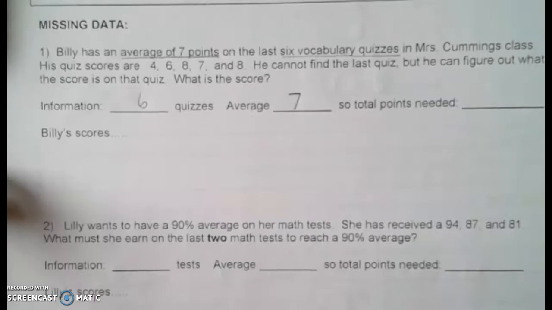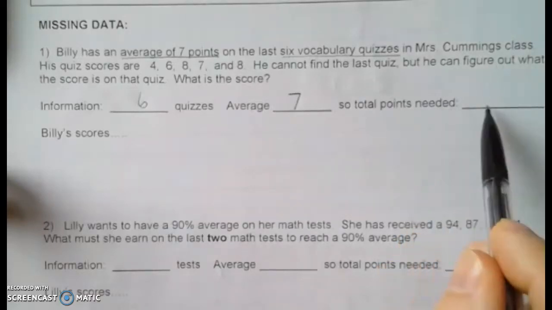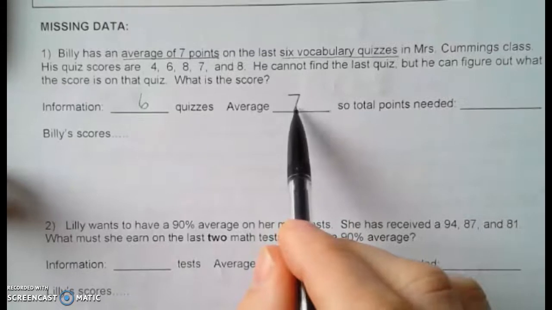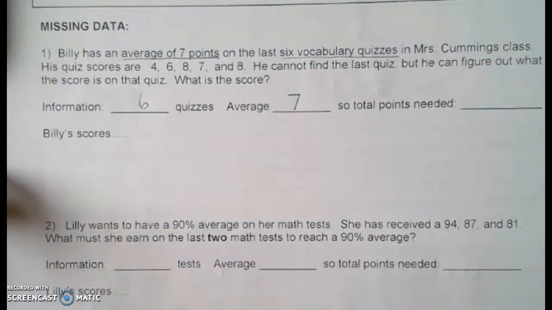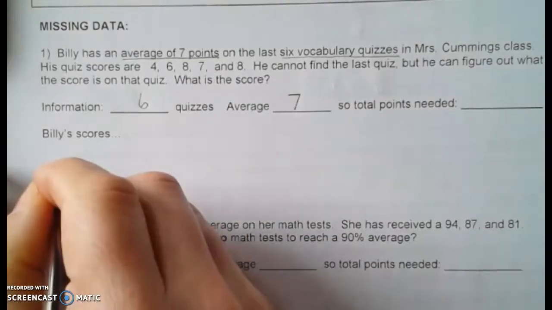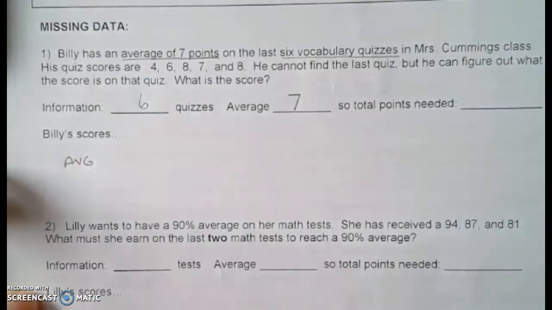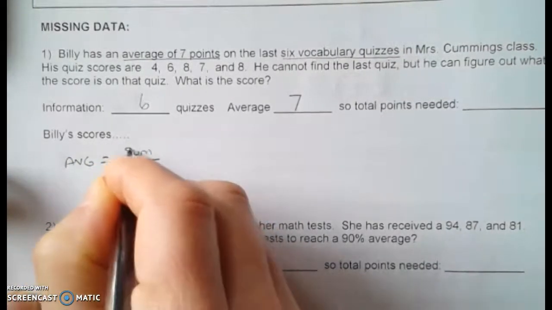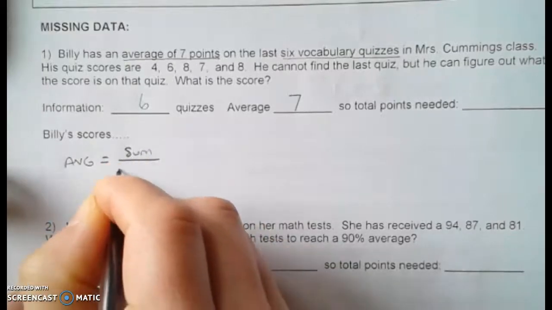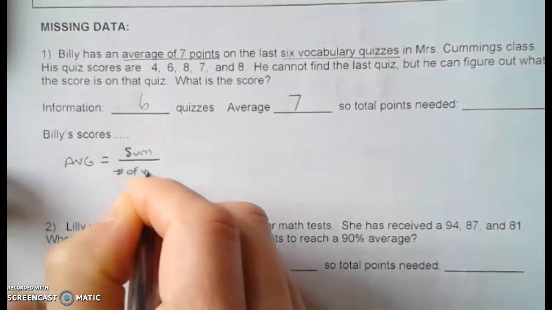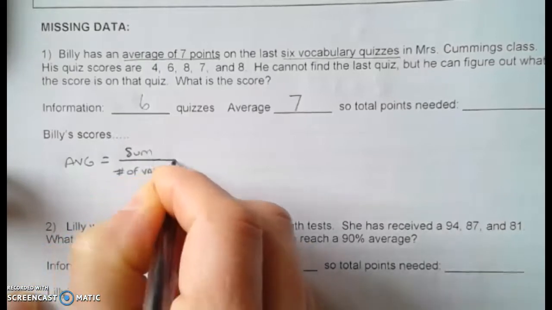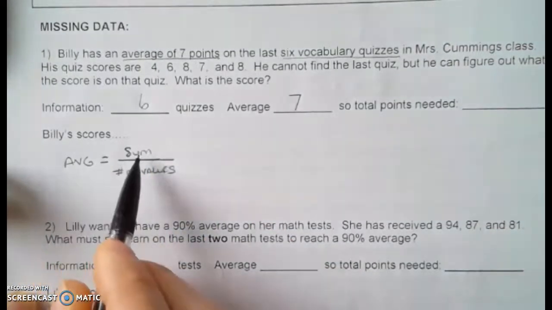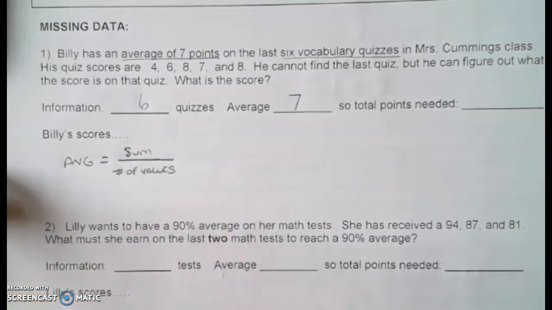So we need to figure out, okay, how many total points do you need to earn in order to get an average of 7 points when you take 6 quizzes? To help us figure that out, there's a formula that's very useful to know. The average, which I'm going to abbreviate AVG, is equal to the sum divided by the number of values. An average is always equal to the sum divided by the number of values, which we talked about before when we were talking about how to find the mean.